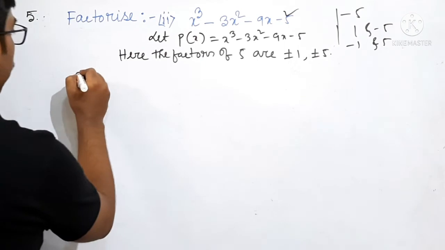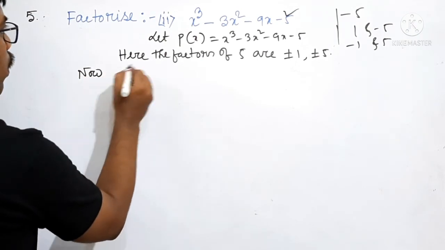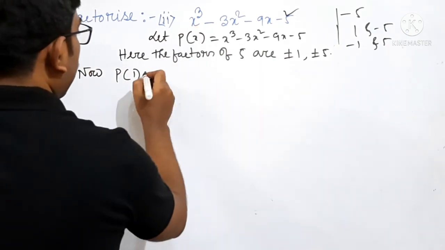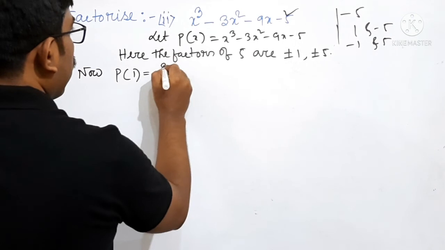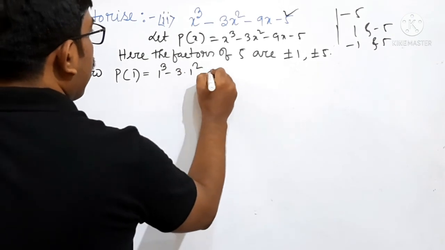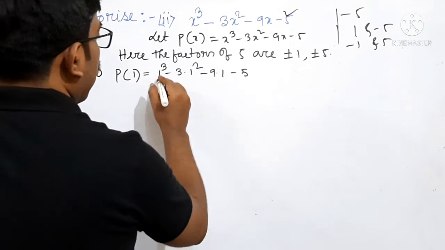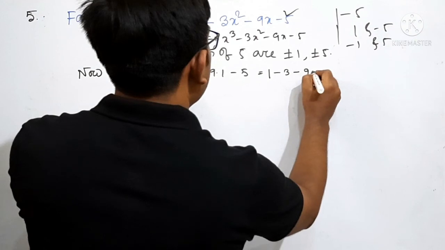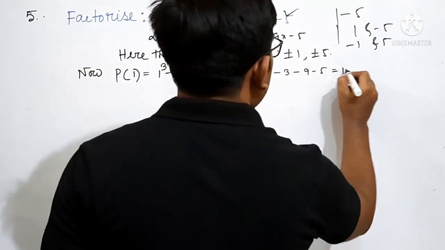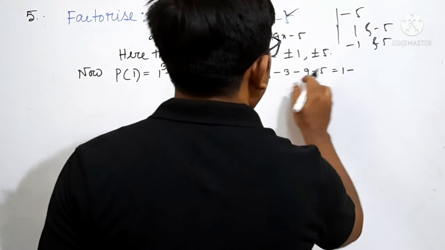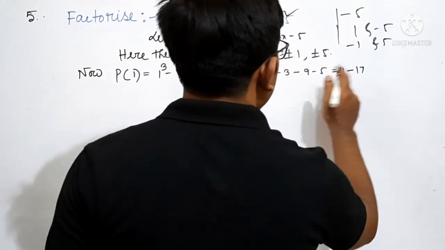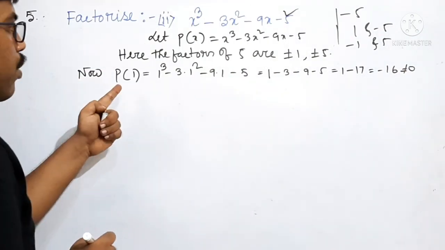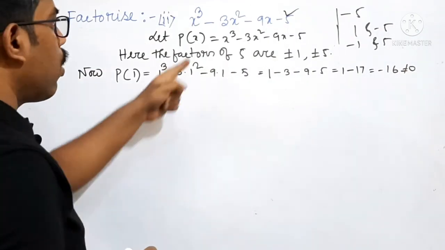Now we take p of 1, the value of the polynomial at x equal to 1. What will happen? 1 cube minus 3 into 1 square minus 9 into 1 minus 5. It will be 1 minus 3 minus 9 minus 5, which is minus 16. It is not equal to 0. Therefore, x minus 1 is not a factor of this polynomial.